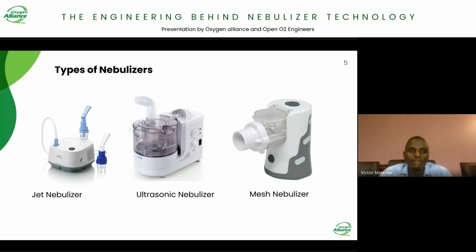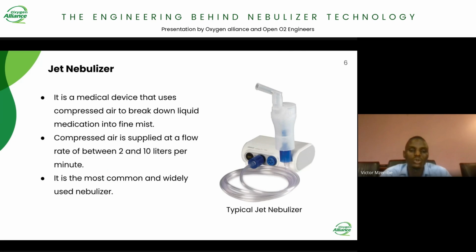Now, just an overview of the types of nebulizers. The first type is the jet nebulizer, and then we also have the ultrasonic nebulizer, and lastly, we have the mesh nebulizer. So I'll take you through the first type, and my colleague will take you through the remaining two types. So let's talk of the jet nebulizer.